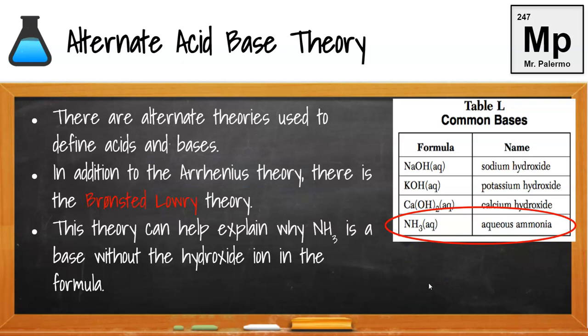There is an alternate theory of acids and bases and a way of defining them in addition to the Arrhenius theory, and it's called the Bronsted-Lowry theory of acids and bases. This theory allows us to help classify NH3, which is ammonia, as a base, even though it is lacking the OH, the hydroxide ion, in the chemical formula.